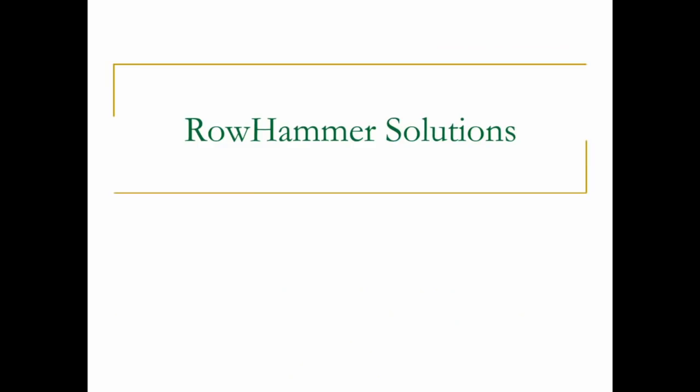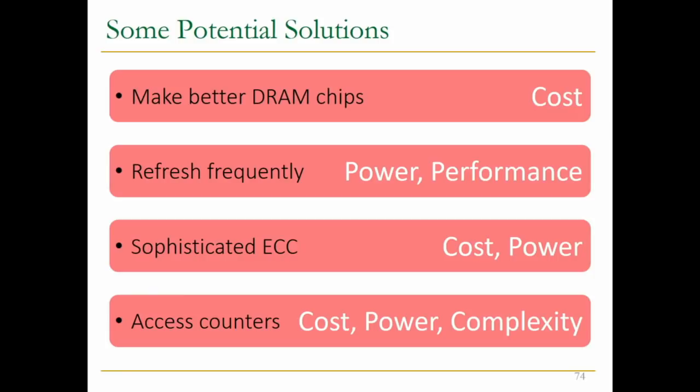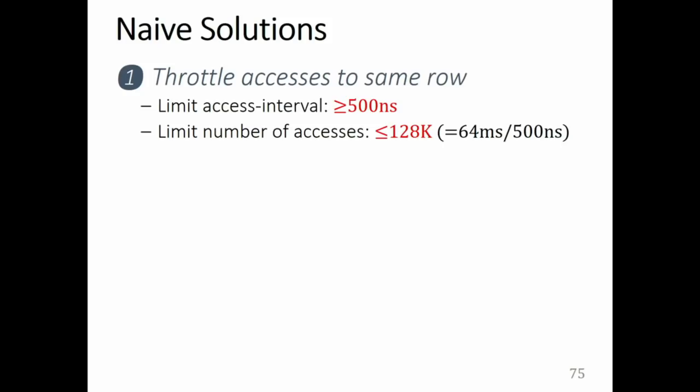But let's talk about solutions a little bit. These are more traditional solutions, I think, which all have downsides. Clearly, you can make better DRAM chips, but that's going to be difficult to do. You can refresh frequently. We'll get back to that. You can have sophisticated ECC. And you can have access counters to throttle. But all of these actually come with downsides, I believe. So we want to have simple solutions to the problem.